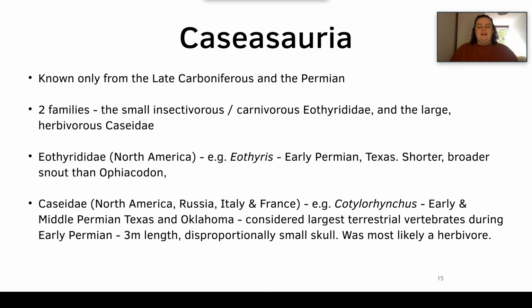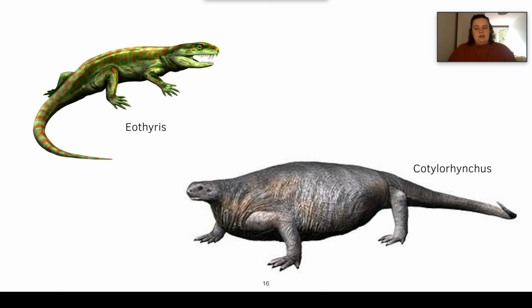And it was most likely that Caseidae were herbivores. So here we have examples of Eothyris and Cotylorhynchus. And I don't know why Cotylorhynchus had such a small skull, but I think it's very funny. It cracks me up every time I look at them.